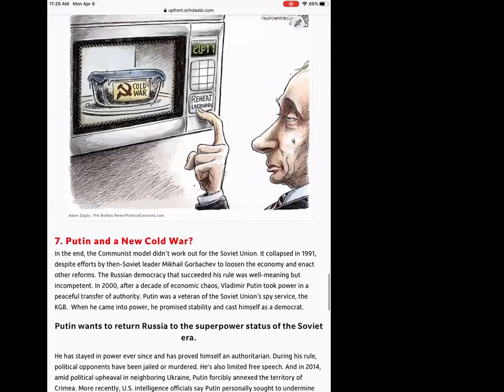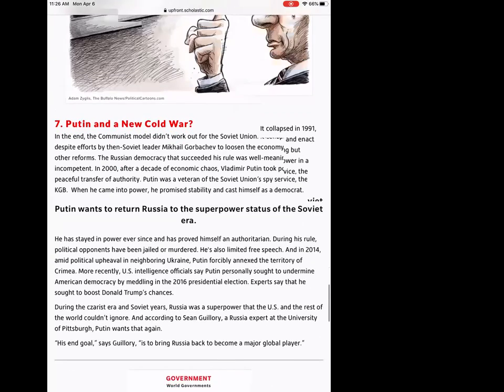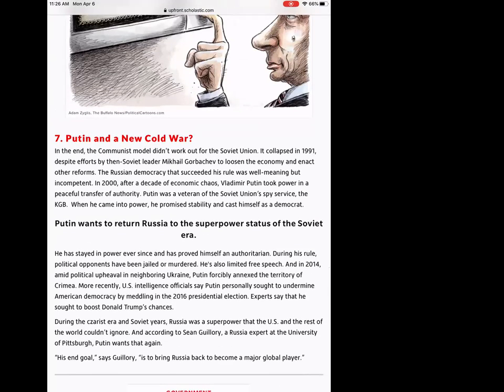All right, number 7, Putin and a new Cold War. In the end, the communist model didn't work out for the Soviet Union. It collapsed in 1991. Despite efforts by then Soviet leader Mikhail Gorbachev to loosen the economy and enact other reforms, the Russian democracy that succeeded his rule was well-meaning but incompetent. In 2000, after a decade of economic chaos, Vladimir Putin took power in a peaceful transfer of authority.